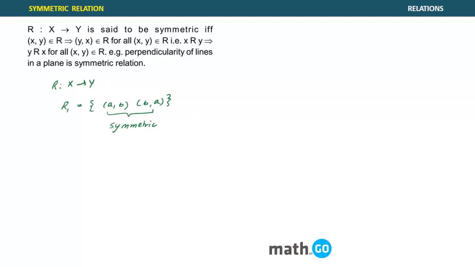If I just repeat what is there in your books, R is said to be symmetric if and only if x comma y belonging to R implies y comma x belongs to R for all x and y. You can also say that if R is a mapping from x to y and x is mapped to y, then y mapped to x should also be in that particular subset.